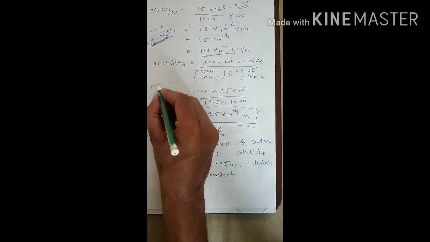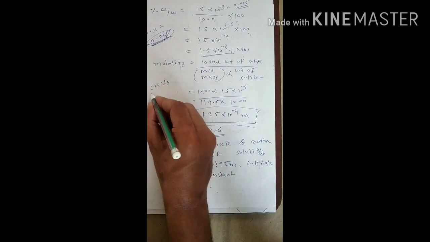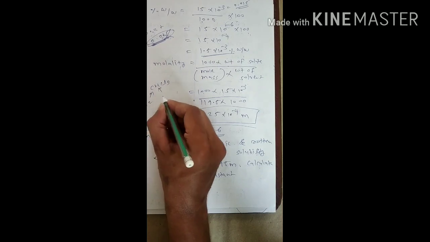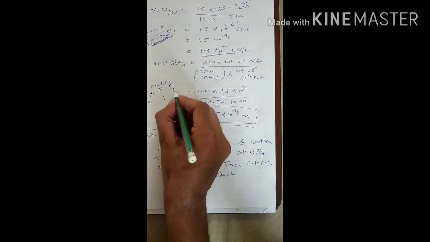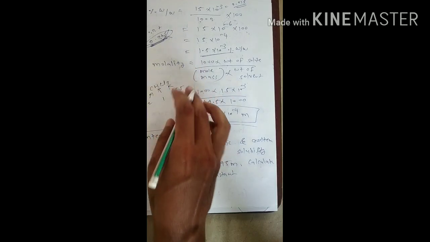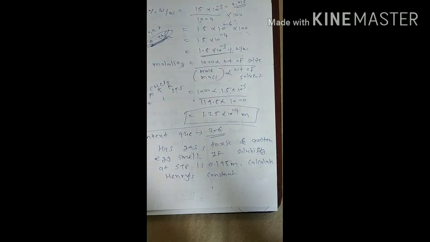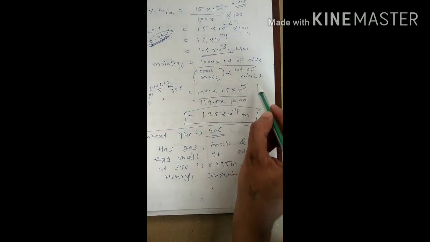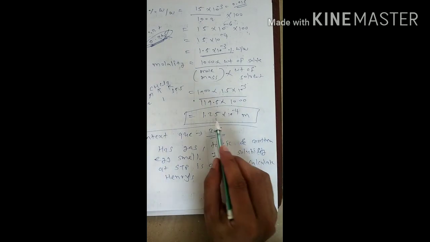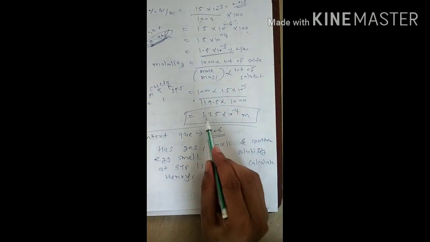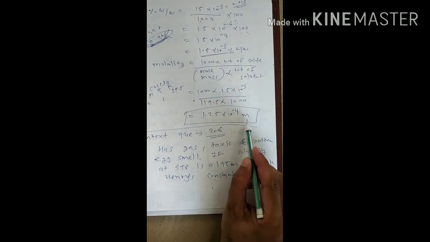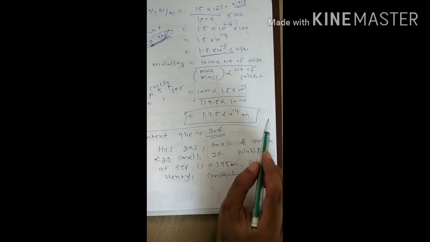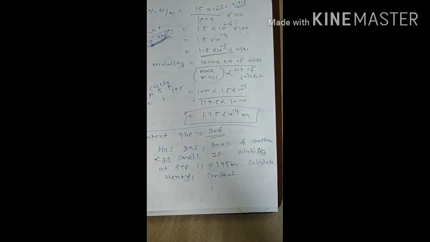The formula of chloroform is CHCl3. The atomic mass of carbon is 12, hydrogen 1, chlorine 35.5. By that you can derive the molecular mass. You will get 119.5, into the weight of solvent, that is 1000. By solving this you will get 1.25 into 10 raised to minus 4 molality. So this is exercise 2.9.